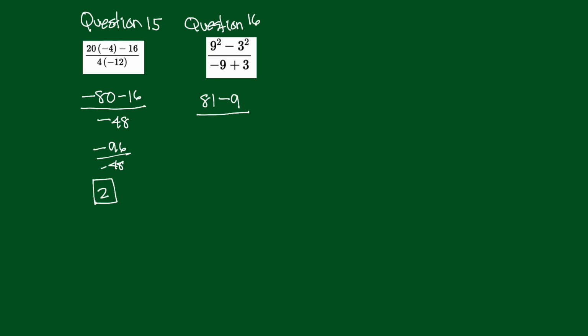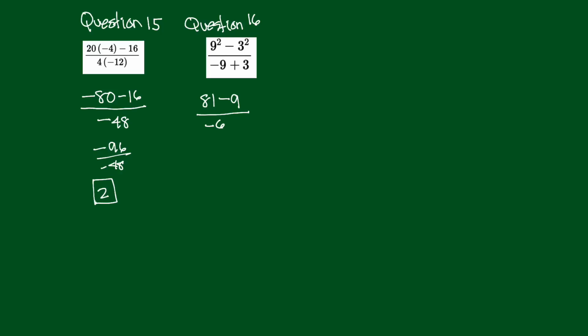Over, now in the denominator, negative 9 plus 3. You're adding two numbers with opposite signs, negative and positive. So what do you do? You make a subtraction. Take the larger absolute value, 9, minus the smaller absolute value, 3. So 9 minus 3 is 6. And then use the sign. What sign do we use? The sign of the larger absolute value. Now this absolute value is 9. This one's only 3. So this is the larger absolute value. It has a negative. So this is going to be negative 6.